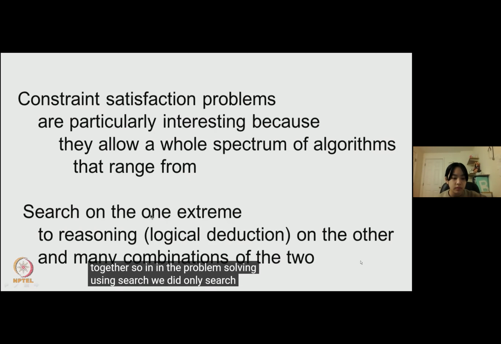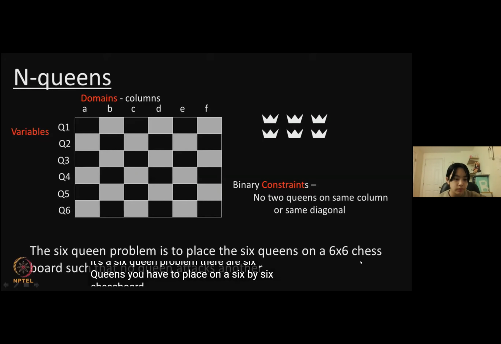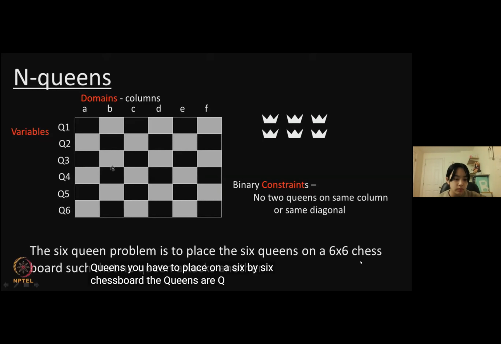Now, CSPs are important and interesting, particularly because they allow us to combine search and reasoning together. So in problem solving using search, we did only search. In knowledge representation, we did only reasoning. But here, we can do a combination of two. So let's look at a couple of examples and see how that is happening. One example is the N-Queens problem, which is a well-known problem, where in this instance it's a six-queen problem. There are six queens you have to place on a 6x6 chessboard.